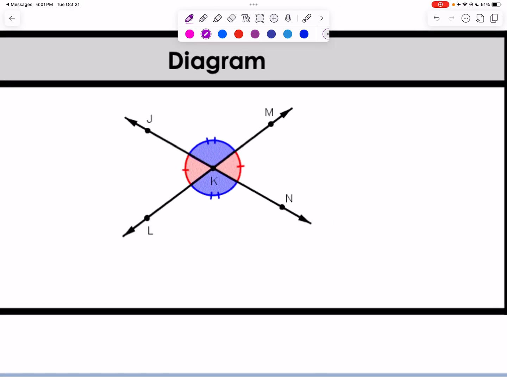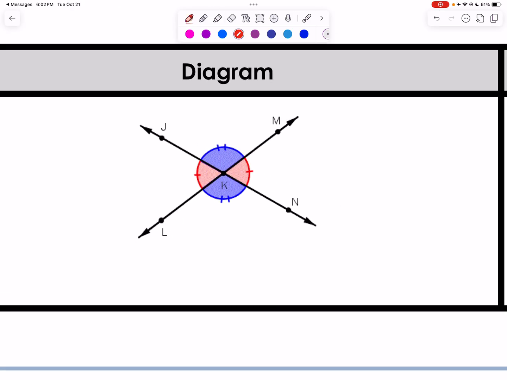So if I look at this image right here, this angle right here is vertical with this angle, and this angle right here is vertical to this angle. So those angles are congruent.